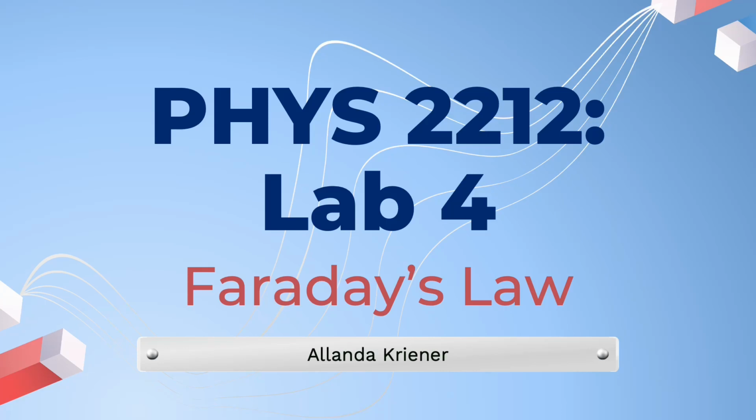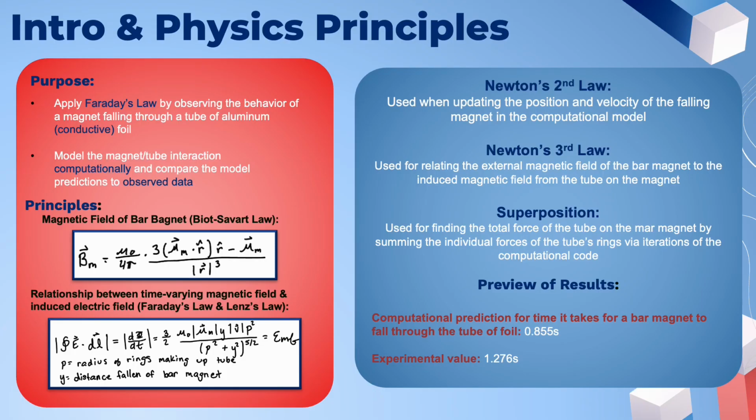My name is Alanda Kriener, and this is my Physics 2 Lab 4, where we will be observing Faraday's law and a magnet falling through an aluminum foil tube. The purpose of this lab is to apply Faraday's law in observing the behavior of a falling magnet through a tube of aluminum foil and creating a computational model to compare with our observed results.